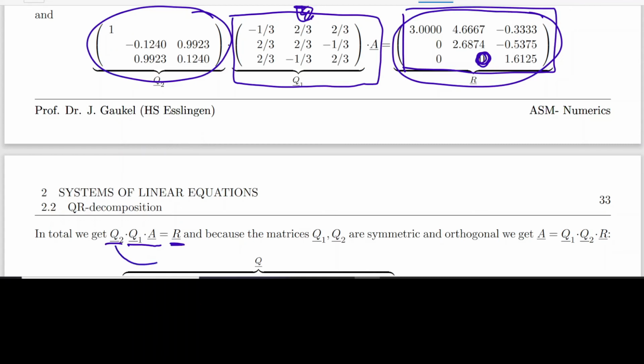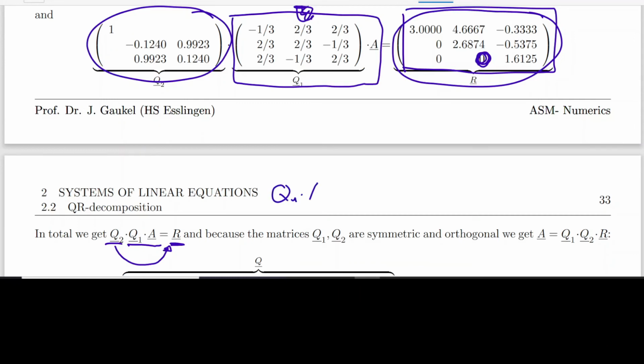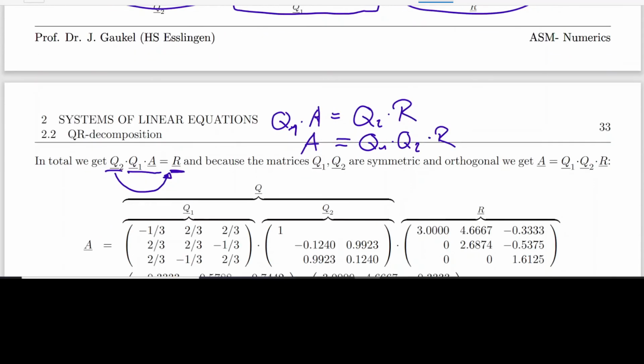We can bring that matrix to that side by multiplying the equation with Q1. And then you get Q1 times A is Q2 times R, and then multiply the equation with Q1 from the left, and you get A equals Q1 times Q2 times R. Okay, and then we have this Q1 times Q2, and because Q1 and Q2 were orthogonal, the product is also orthogonal. When we talked about matrices, then we learned the product of two orthogonal matrices is orthogonal.